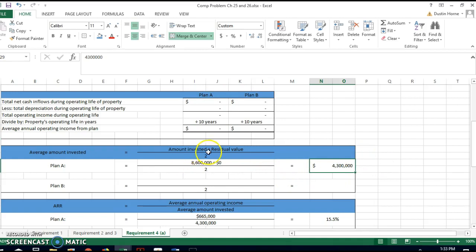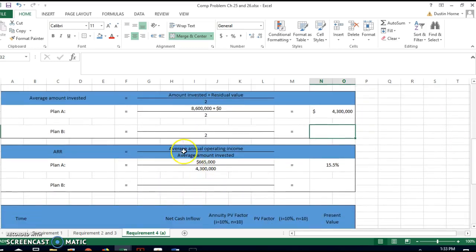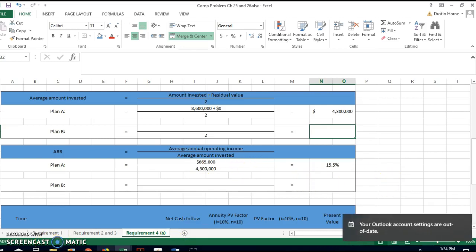don't plug in a formula. You take the amount invested plus the residual value and divide by 2. So here there was no residual value. Now for the second one, the amount you invested was $8 million and your residual value is $980,000. So you have to add those two and divide by 2, and that's going to give you Plan B. Now, once you get that, you had to get that because you have to use it in the denominator down here. So you take your average annual operating income and you divide it by your average amount invested.